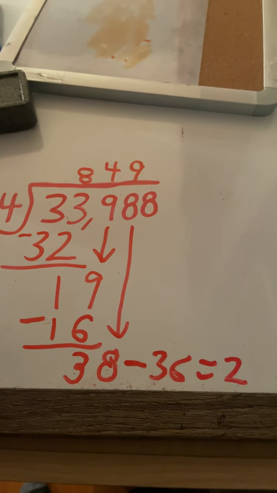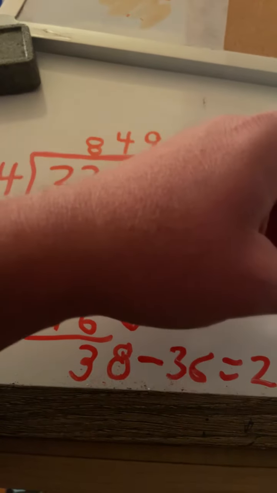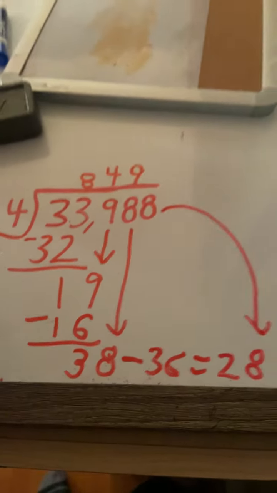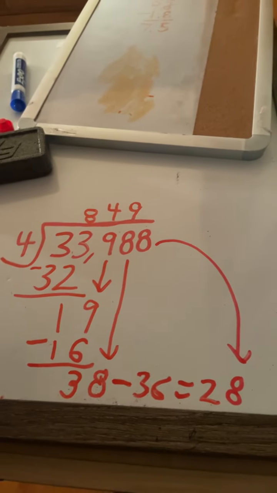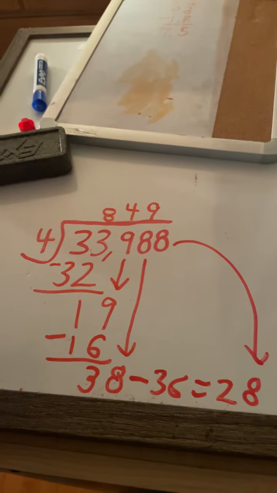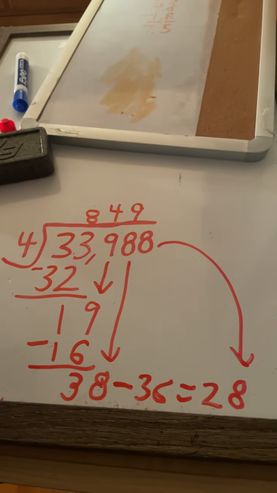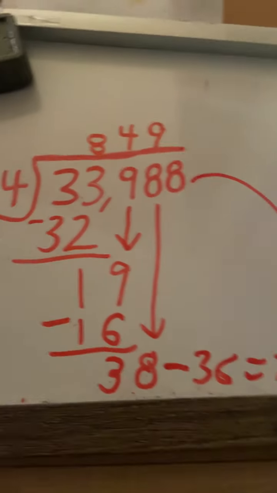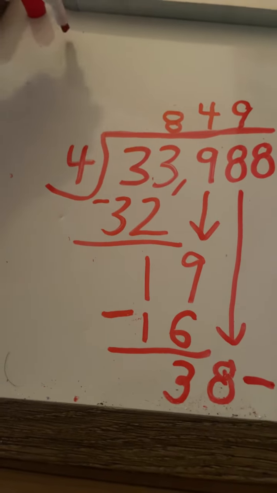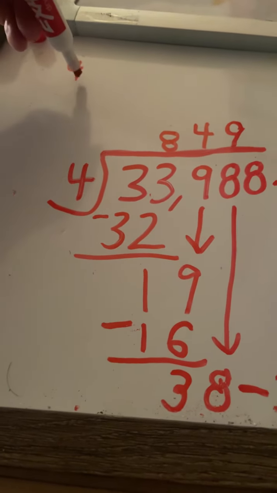Now my next step, I bring down the final number. 2 becomes 28. I have to figure out how many groups of 4 I can get within 28. So counting by 4s, 4, 1 group of 4.